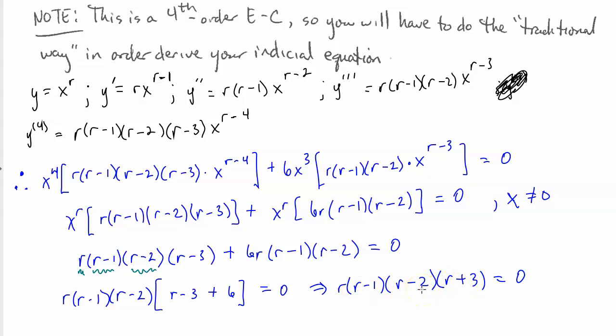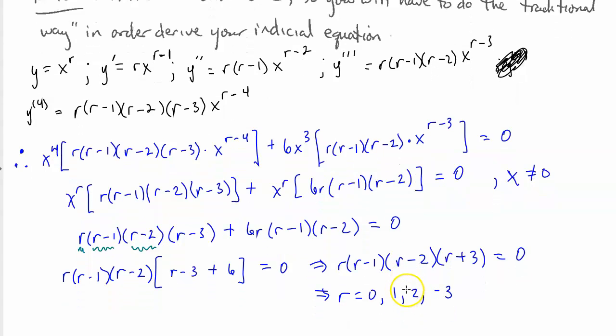And what you see that we actually have here is our indicial equation for this fourth order Euler-Cauchy equation. Now, it did take a little bit of work, but the work wasn't too difficult. And from this, the great thing is that we already have everything factored out. So we know that r is either 0, 1, 2, or negative 3. So very easy to come up with.